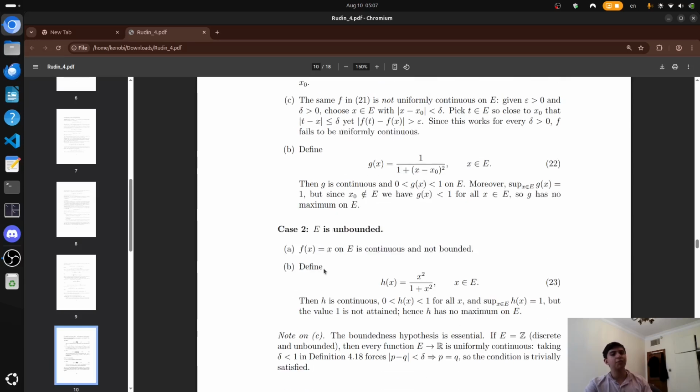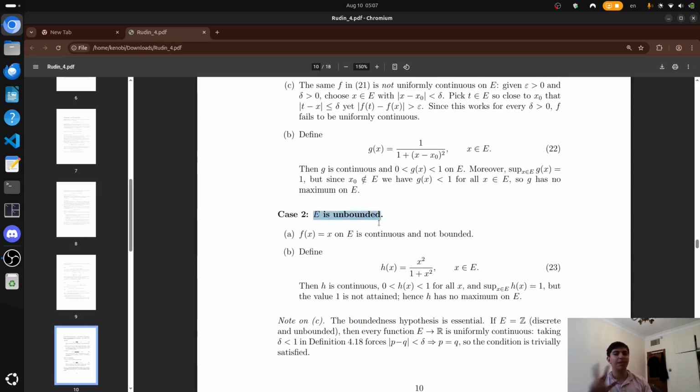Now we want to take the case when E is unbounded and prove the three things again. For A, we can just take f of x equals x on E. It's continuous and not bounded, right? Because it goes from negative infinity to infinity. It's a straight line. For B, you can define h of x equals x squared over 1 plus x squared. Then h is continuous, 0 is less than h of x is less than 1, and the supremum of h of x over x in E equals 1, but the value 1 is not attained, hence h has no maximum on E.